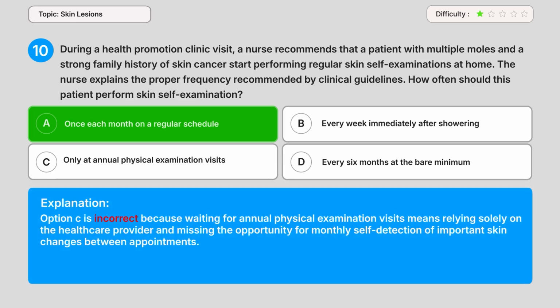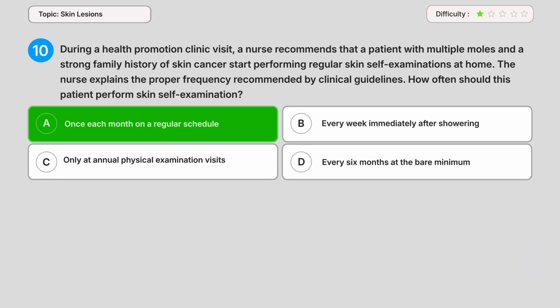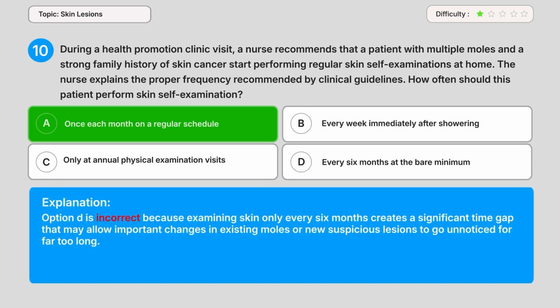Option C is incorrect because waiting for annual physical examination visits means relying solely on the healthcare provider and missing the opportunity for monthly self-detection of important skin changes between appointments. Option D is incorrect because examining skin only every 6 months creates a significant time gap that may allow important changes in existing moles or new suspicious lesions to go unnoticed for far too long.